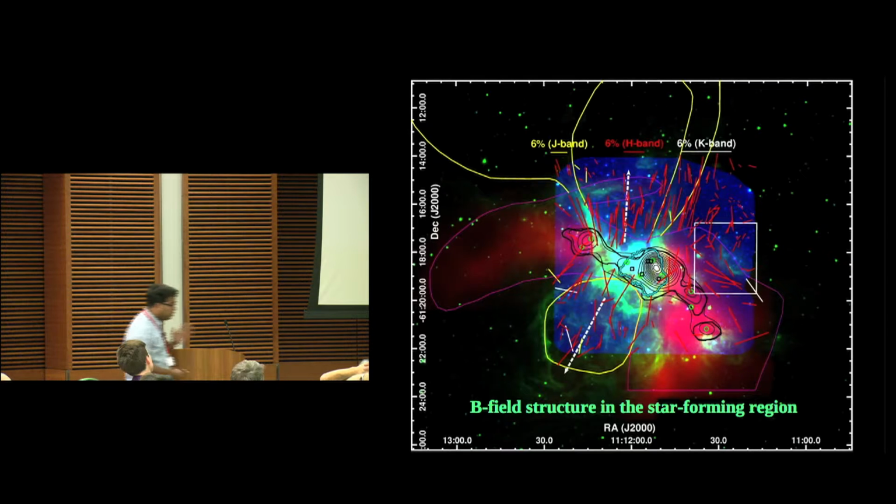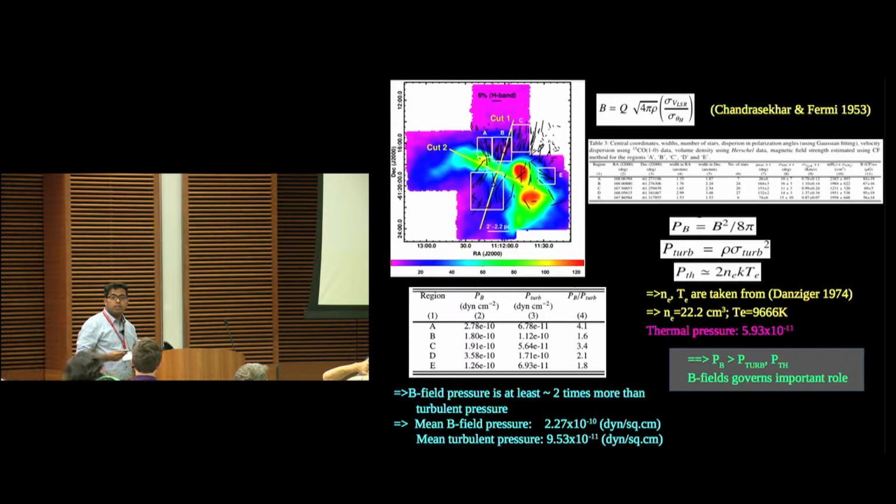We are not sure whether these magnetic fields were configured into an hourglass shape, or whether the expanding ionizing fronts configured the magnetic fields into the hourglass shape morphology. So in order to check whether the magnetic fields or the thermal pressure is dominating, we estimate the magnetic field pressure using both the dispersion in the polarization angles as well as the velocity dispersion in the gas using the CO data.